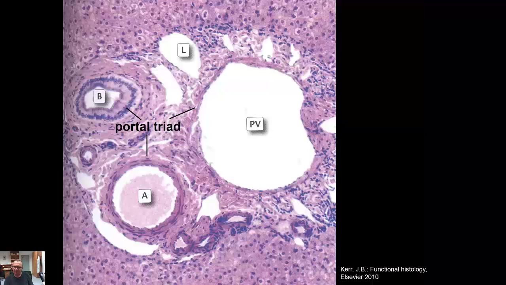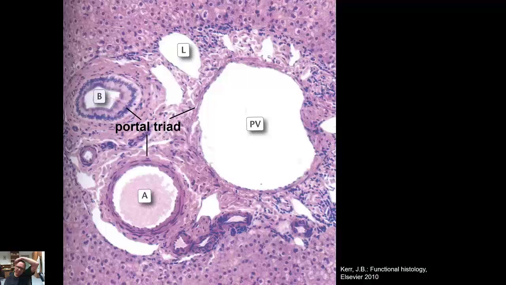Here is a higher magnification of some very similar area. These three things found in the portal or portobiliary space can be together called portal triad. So portal triad means interlobular artery, interlobular vein, which is a branch of portal veins, that's why it's P, and interlobular bile duct.